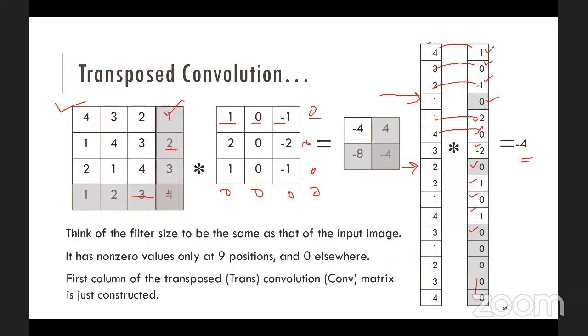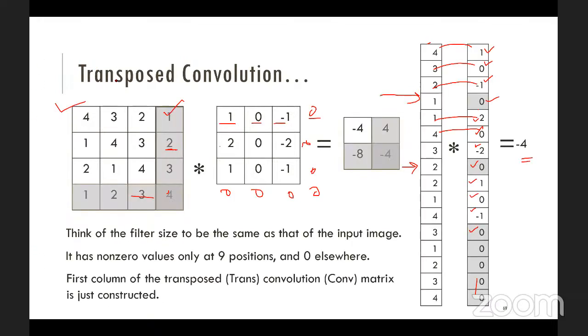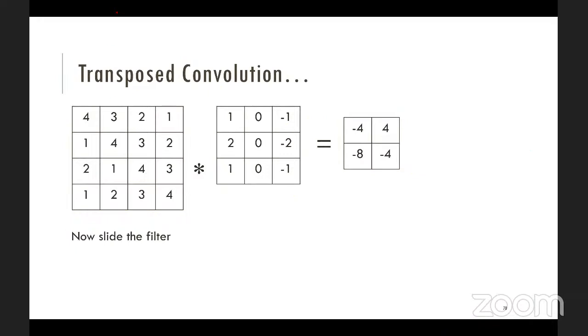So this is how we have constructed the first column of the transposed convolution matrix. Now similarly, once this is done, we are supposed to slide our filter. So now our filter will be placed here, and this time these 9 pixels will participate, these pixels will not participate, and we will get this output here, right?